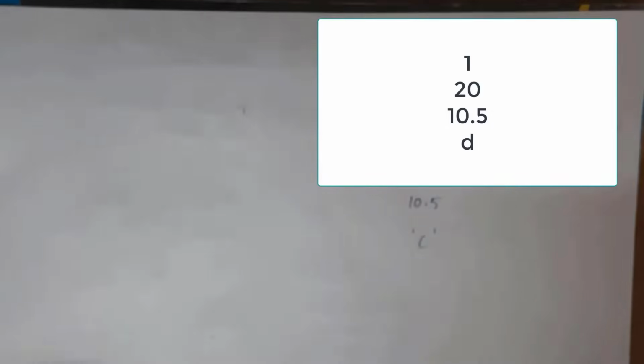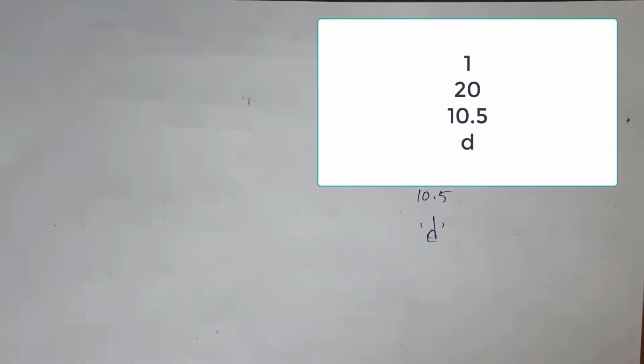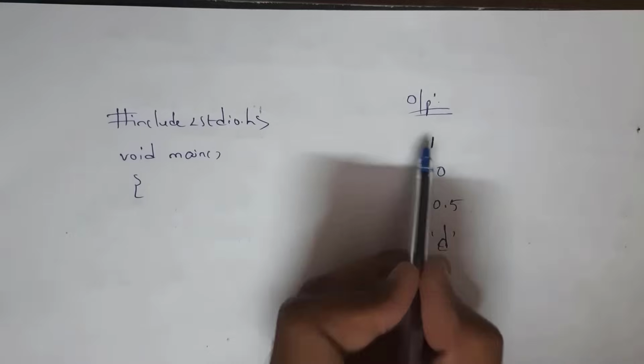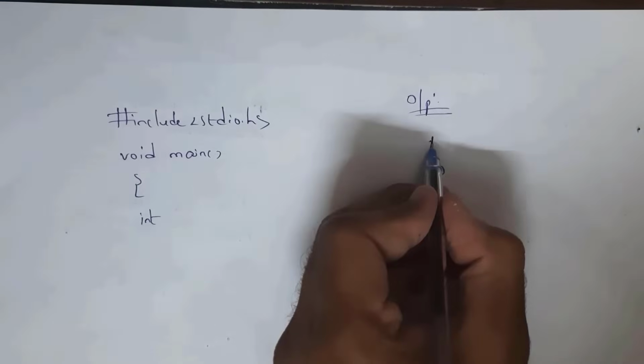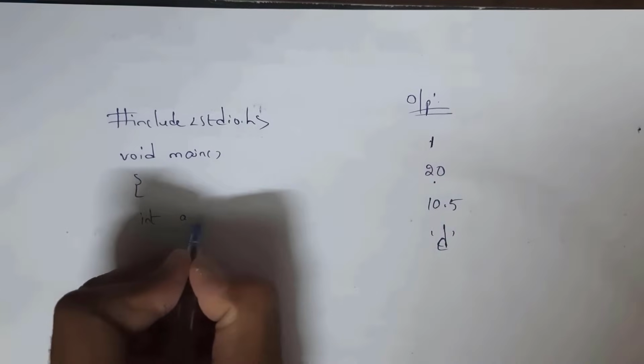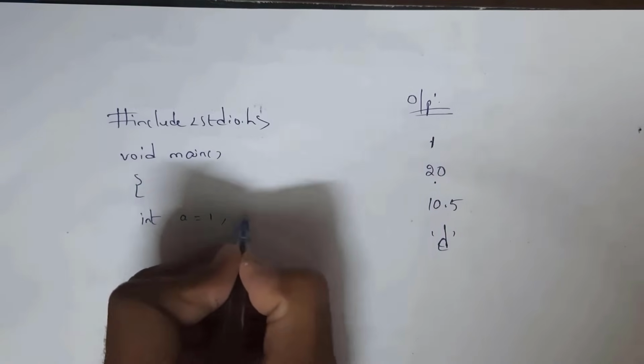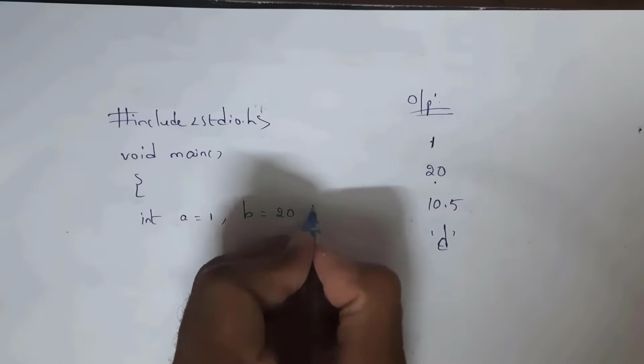For example, I want to get output as 1, 20, 10.5 and d. I want to get this output. For that purpose, I will write a program. This 1 and 20 both are integer values. So I took here data type int. I am storing this value 1 in variable a. So I am taking here a equal to 1, comma, b equal to 20. This 20 is stored in variable b.